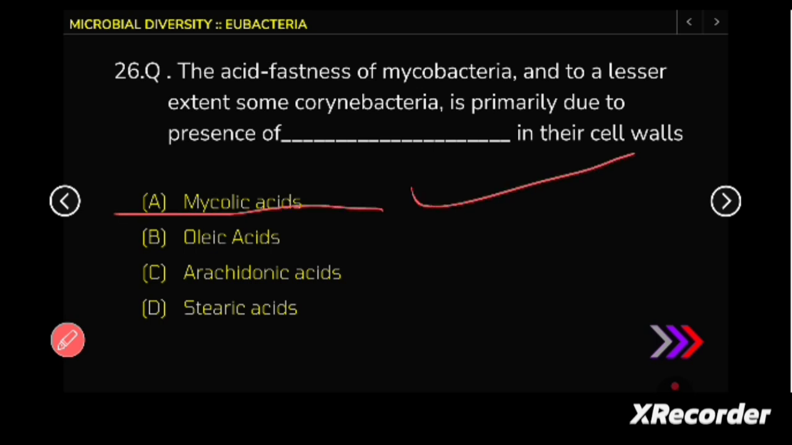The presence of mycolic acids in mycobacteria and corynebacteria is responsible for their acid fastness. Acid fastness means that when they are stained, they do not lose the primary stain even after washing with HCl and alcohol. We call that acid fastness. Acid fastness of mycobacteria, and to a certain extent corynebacteria, is due to the presence of mycolic acids in their cell walls. Answer is A.